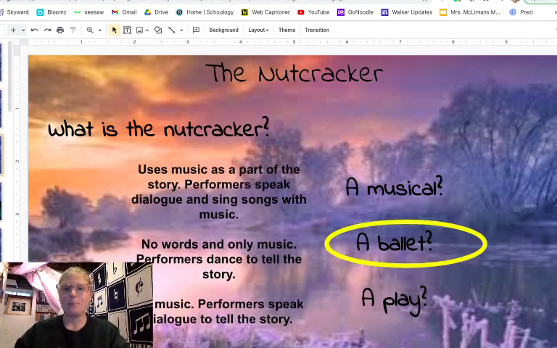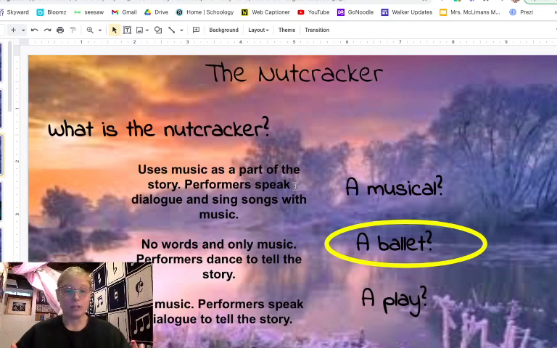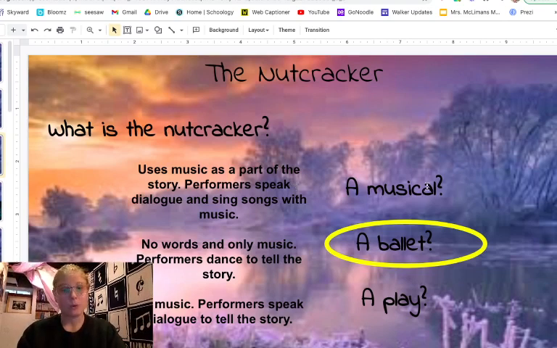It is a ballet. So I wrote a little description here of each one of these three. A musical is something that uses music as a part of the story. The performers speak dialogue and sing songs with the music. An example is literally any Disney movie, right? In a Disney movie, the characters still talk back and forth, they have normal conversations, but then suddenly they'll start singing a song, right? That is what's called a musical, okay?